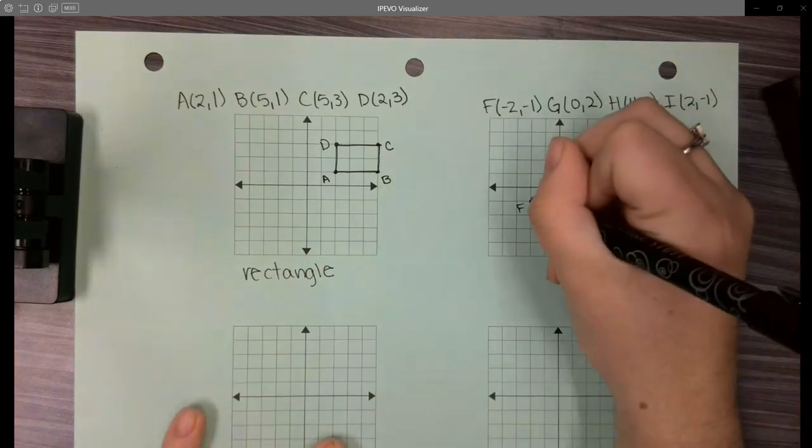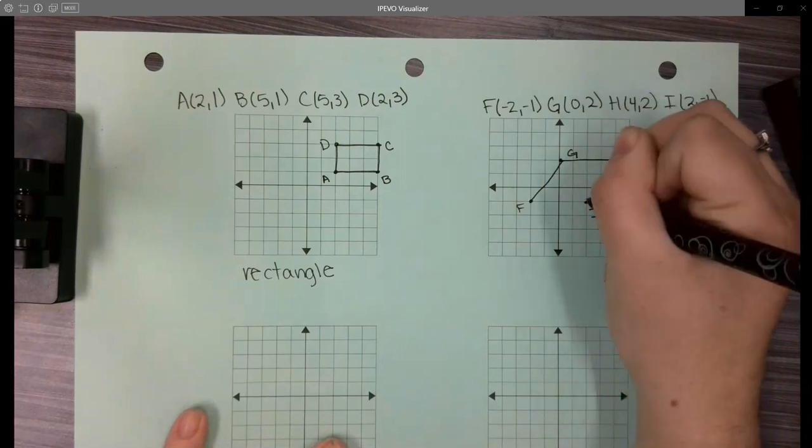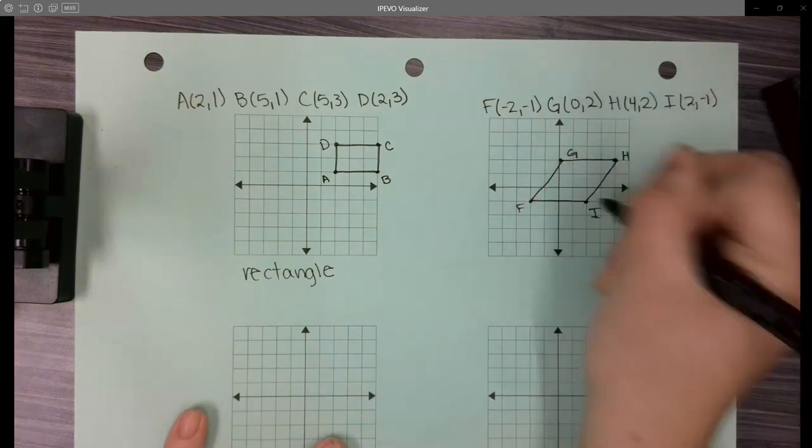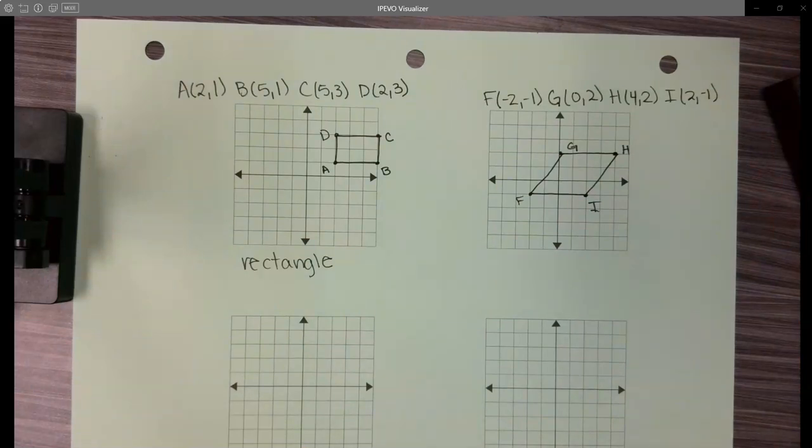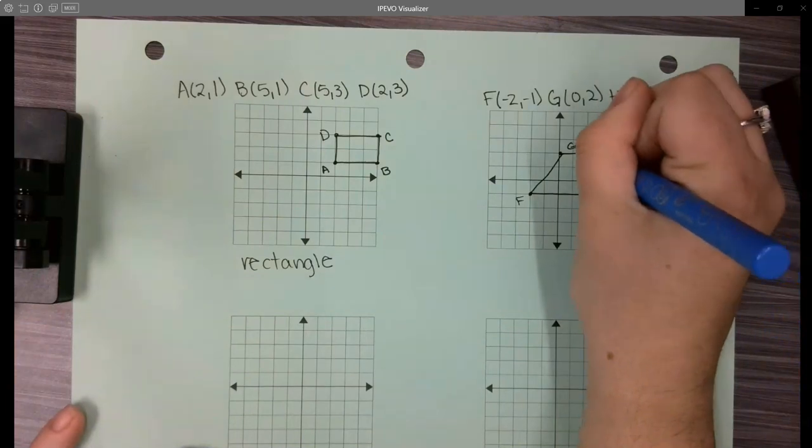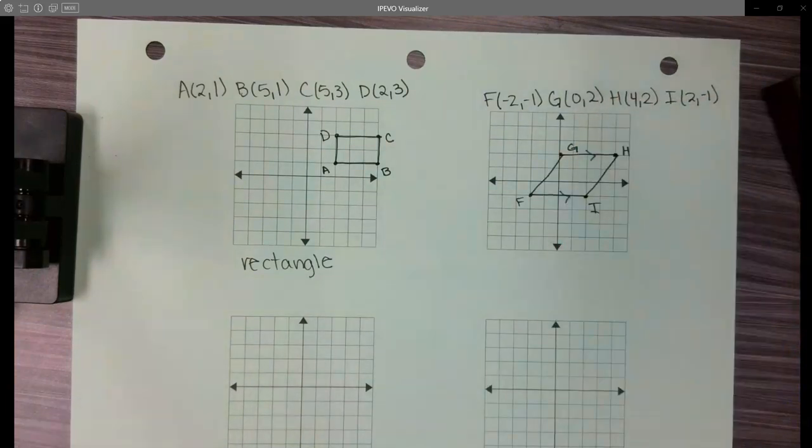Okay, so I want to connect my points. So already I can tell I don't have right angles. This isn't going to be a rectangle or a square. I need to decide if I have parallel lines. I know that the straight across lines are going to be parallel, but I need to see if FG and IH are parallel.